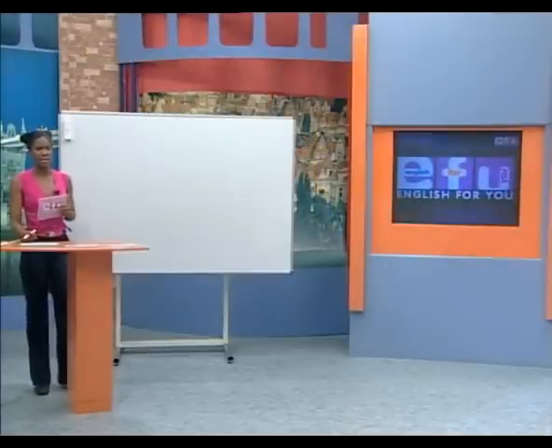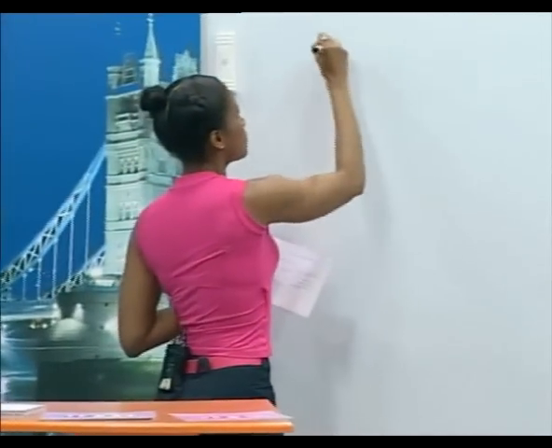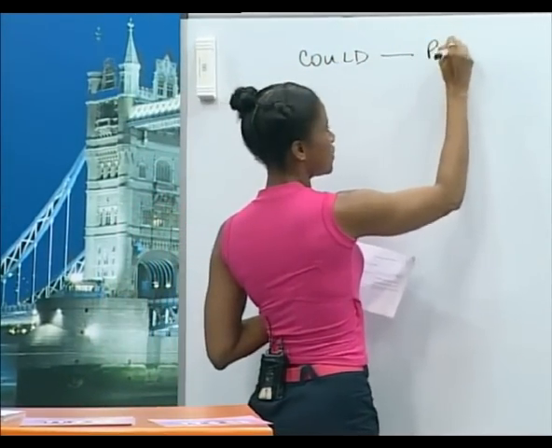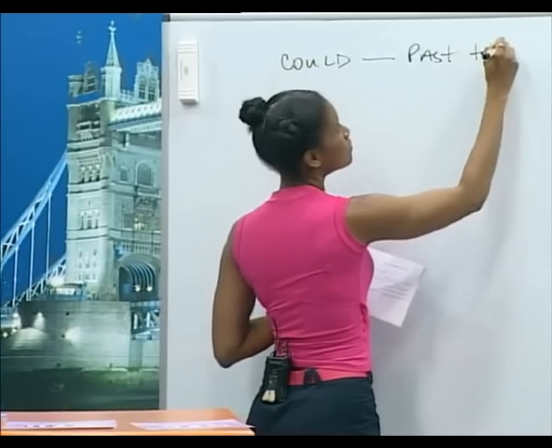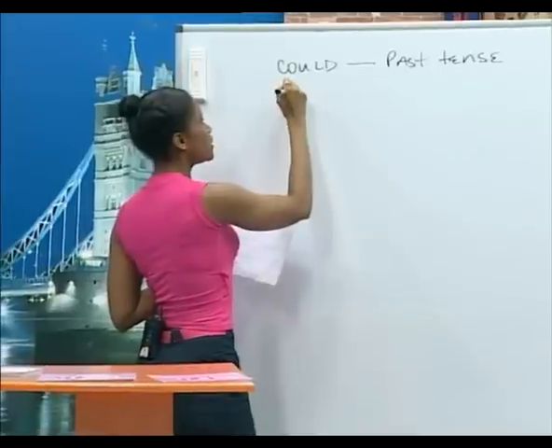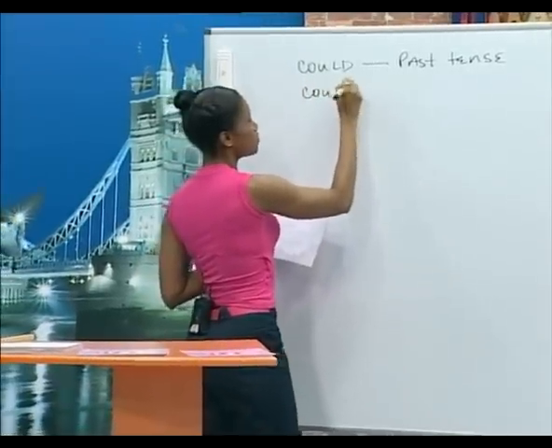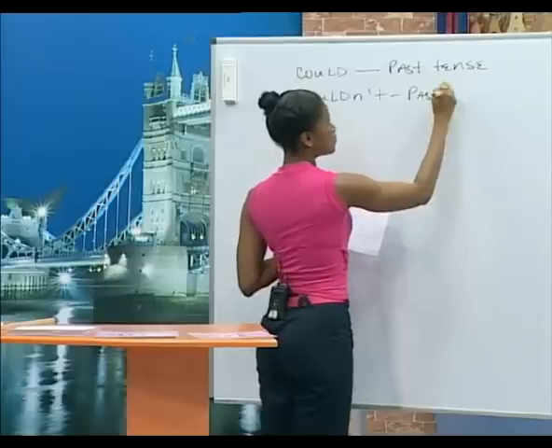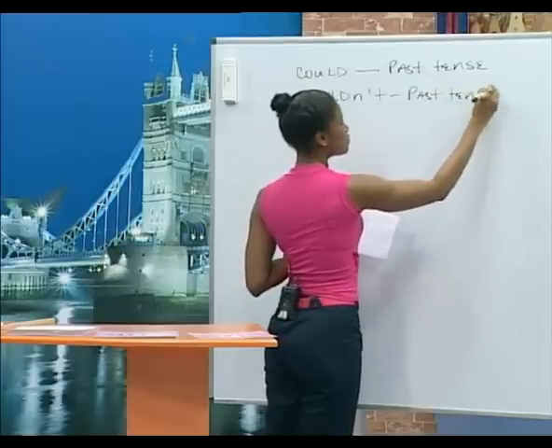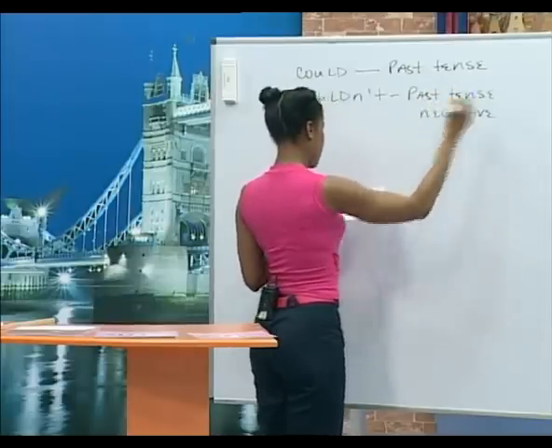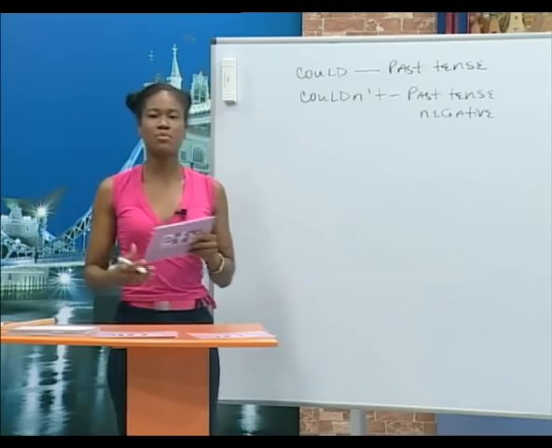The past form of can is could. So we use could, and this is the past tense of can. The negative past form of could is couldn't. Okay, let's look at some more examples.